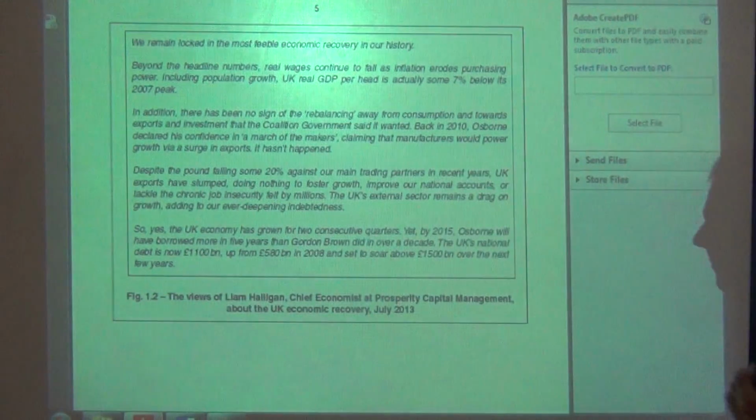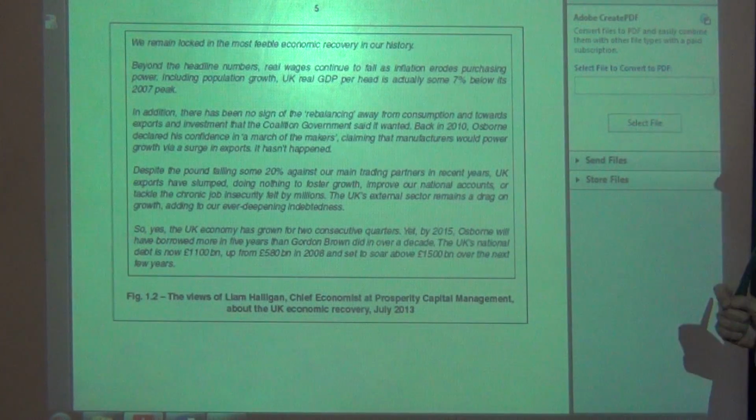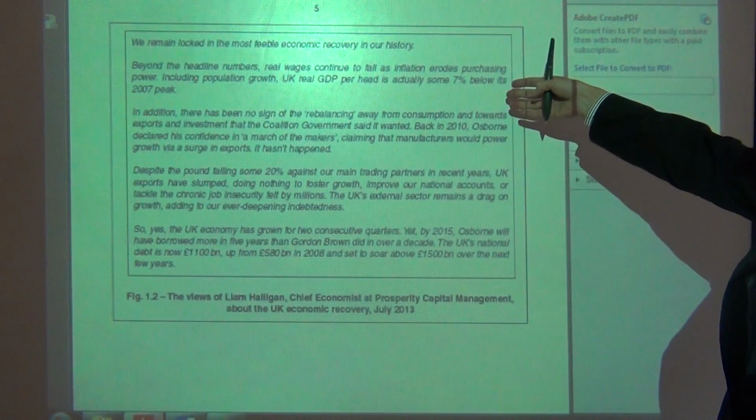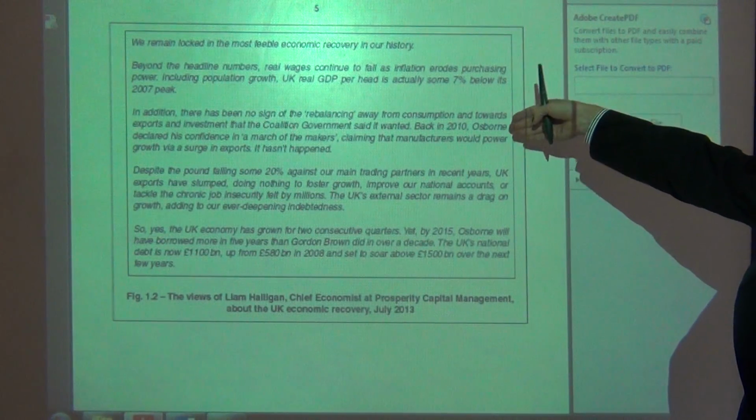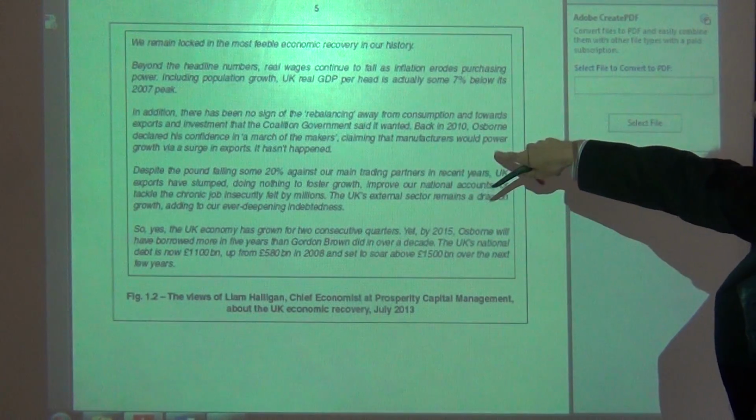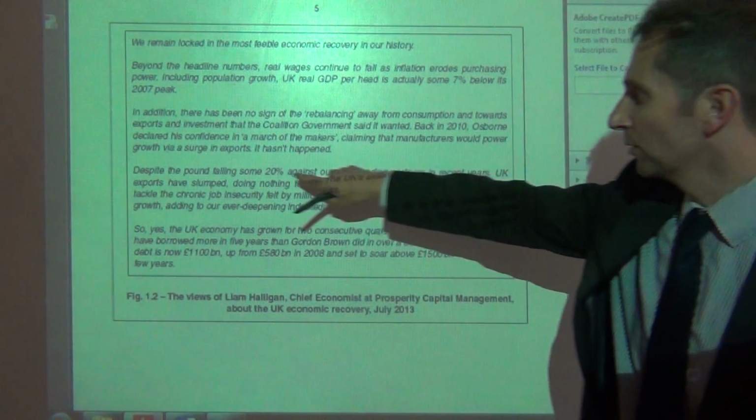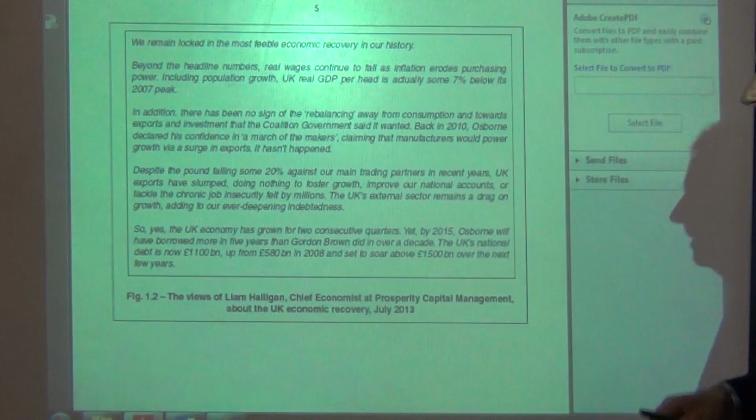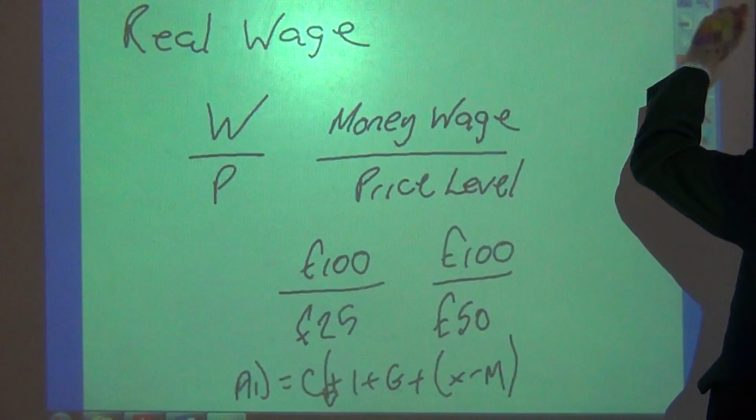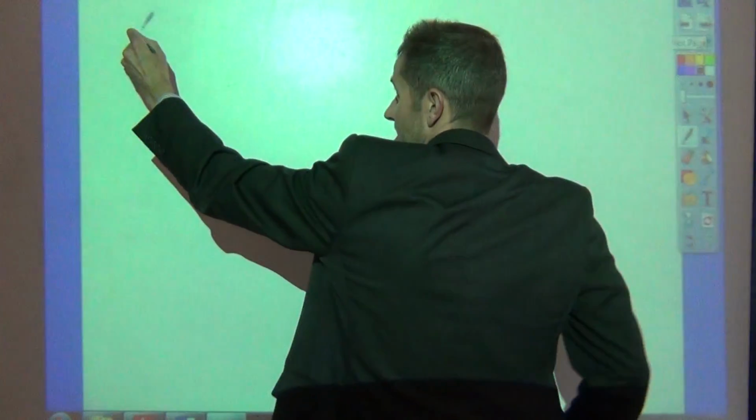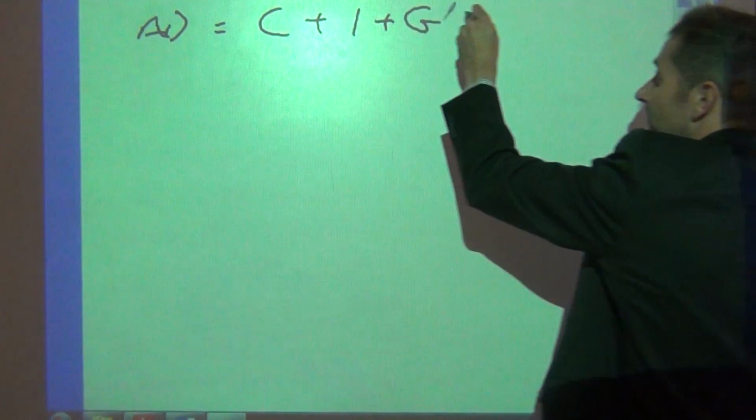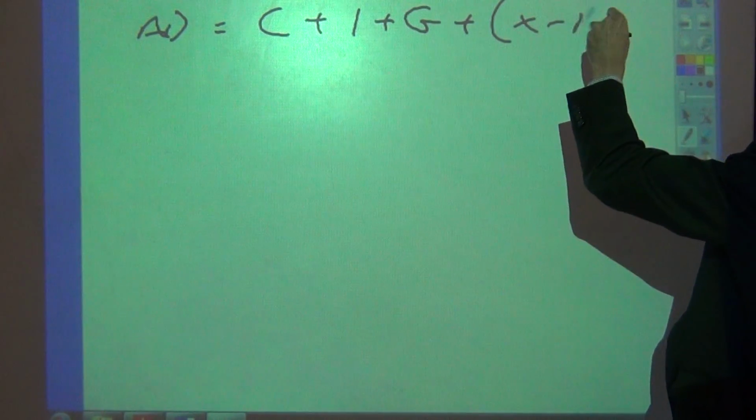Next point, there has been no sign of rebalancing away from consumption towards exports and investment. Back in 2010, Osborne declared his confidence in a march of the makers, claiming that manufacturers would power growth via a surge in exports. It hasn't happened. Right. This one, ladies and gentlemen, again, it's all AD sort of stuff that we're looking at here. So a rebalancing of the economy.